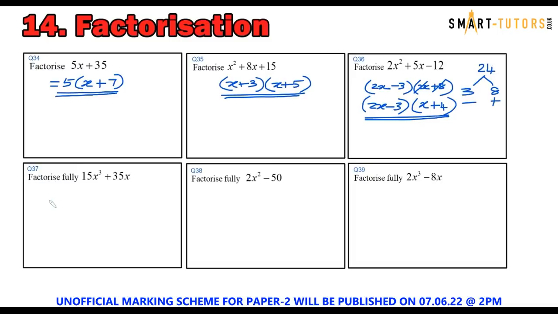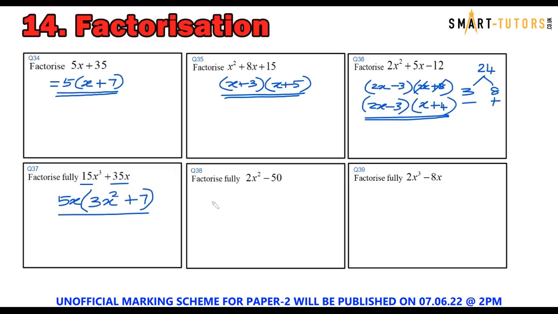Question number 37, 15 and 35, you can take the 5 out, and x is there, so you can take the x also outside. 5 times 3 is 15 and x squared is left over. 5x times 7 is 35, and that is going to be the factorized answer.